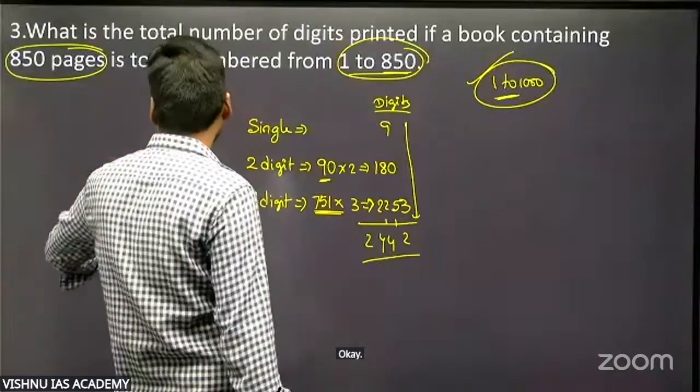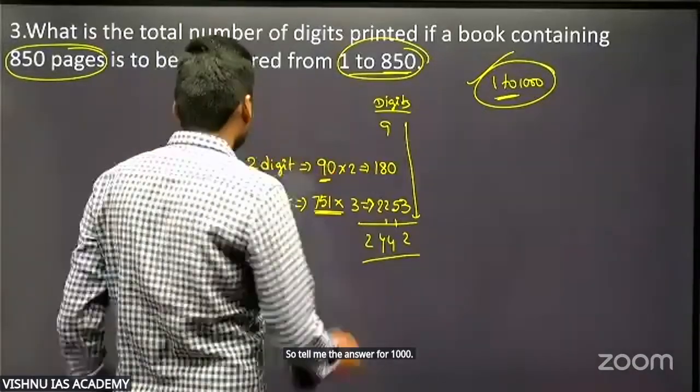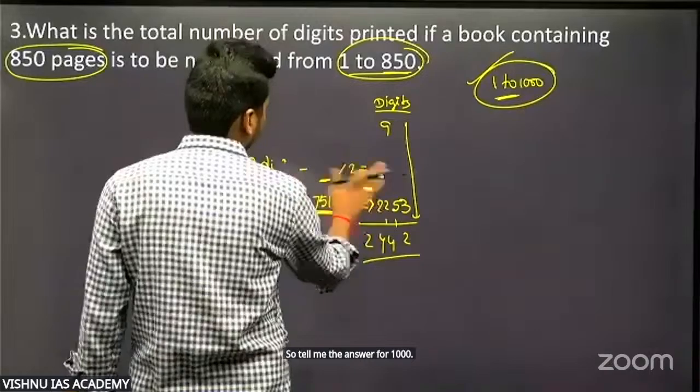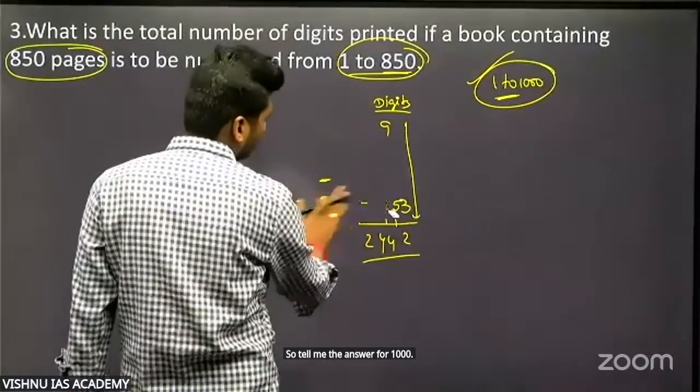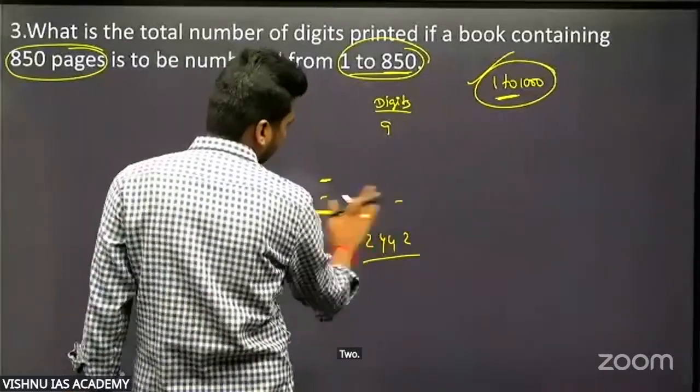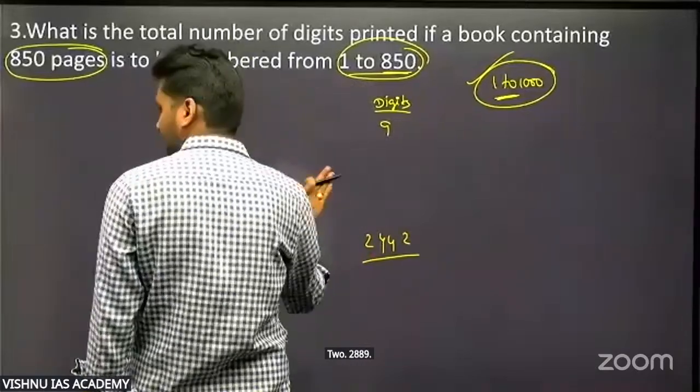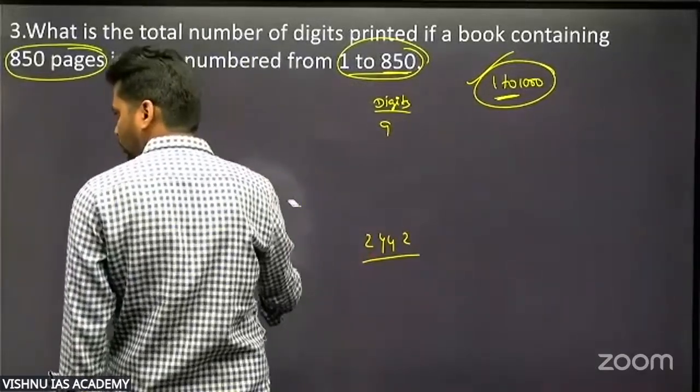So tell me the answer for 1 to 1000. 2889. 2892.